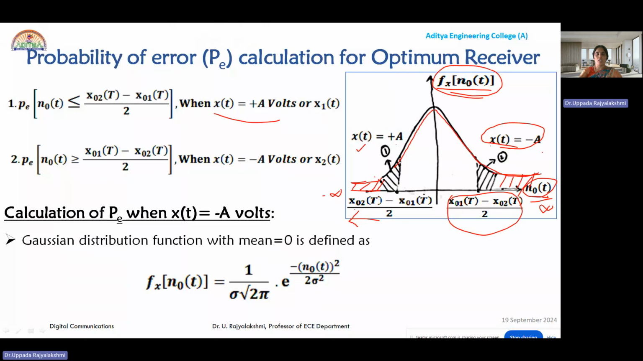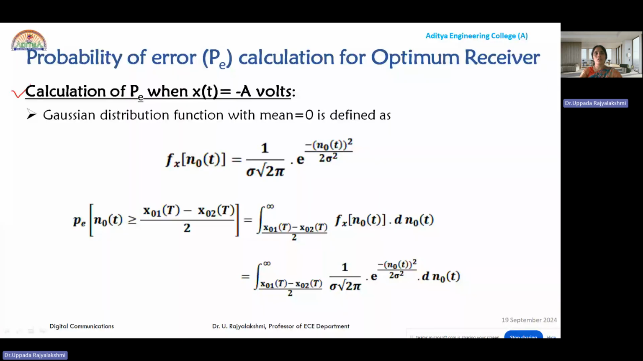Because you have assumed the Gaussian distribution function for n naught of t, f of n naught of t can be represented as 1 by sigma root 2 pi e power minus of n naught of t whole square by 2 sigma square, because here we have assumed mean as 0, where sigma represents the standard deviation and sigma square represents the variance.